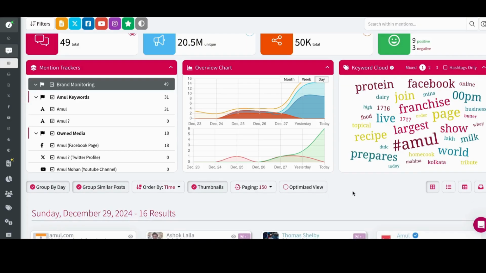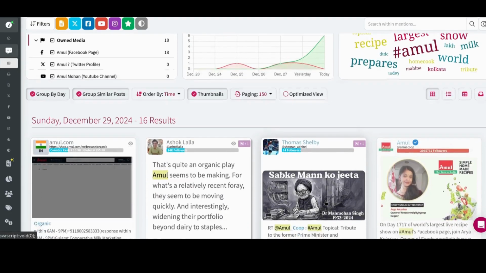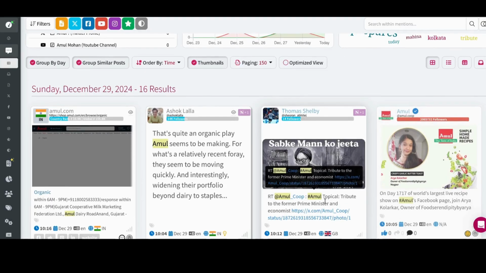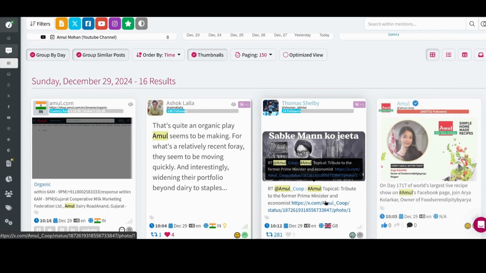Each mention includes valuable insights such as the sentiment associated with the mention, the date it was posted, the platform it came from, and the content itself. This feature allows Amul to track conversations, identify potential issues early, and engage with their audience in a timely manner.